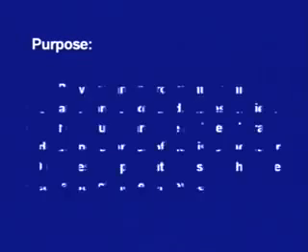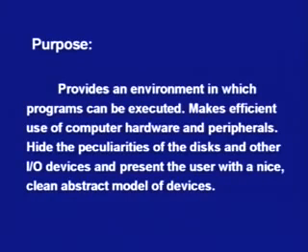Now, what is the purpose of an operating system? As I said earlier, the operating system provides an environment in which programs can be executed. You cannot use the computer unless you have an operating system, because when you want to write a program, when you want to run it, when you want to compile it, you always need an operating system and commands from the operating system. It makes efficient use of the computer hardware and the peripherals. It hides the peculiarities of the disks and other I/O devices and presents the user with a nice, clean, abstract model of the devices.